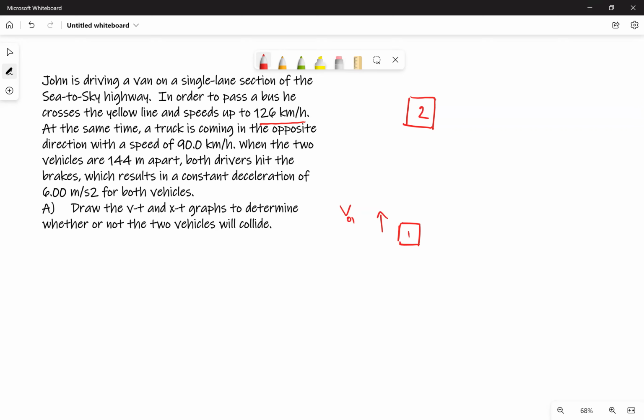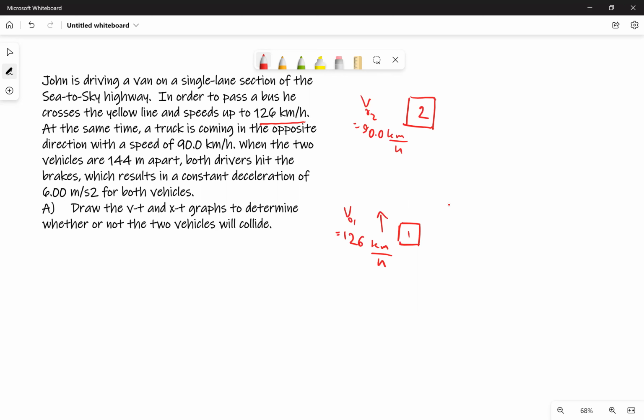Sorry, just a second. Yeah, for a moment my computer software froze. So here, V01 is going to be equal to 126 kilometers per hour. And there is the second vehicle, V02, with the initial velocity of 90.0 kilometers per hour.